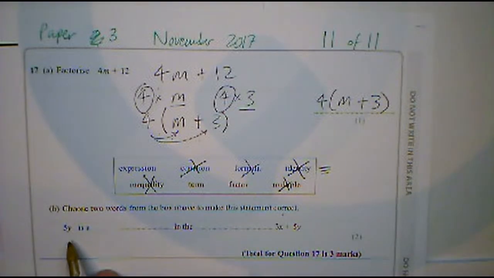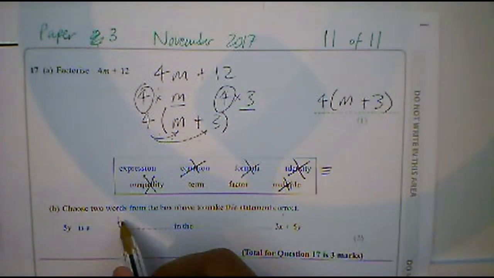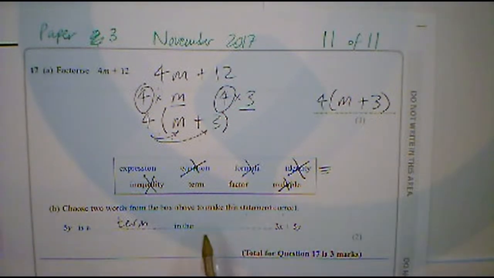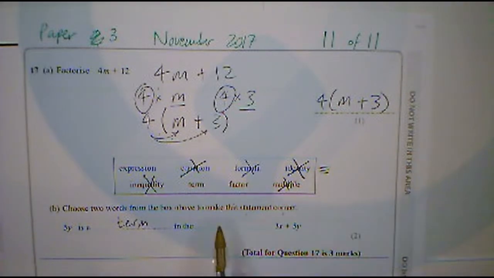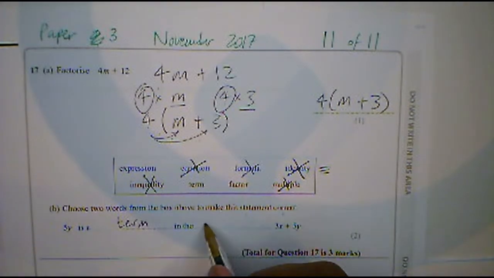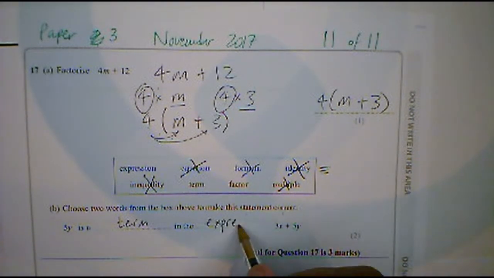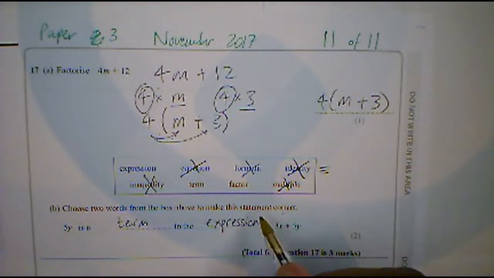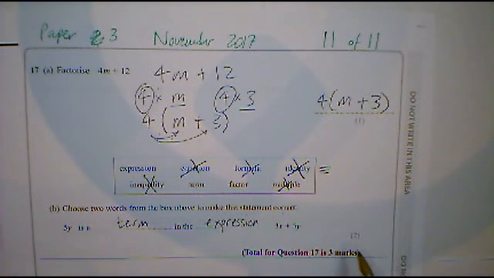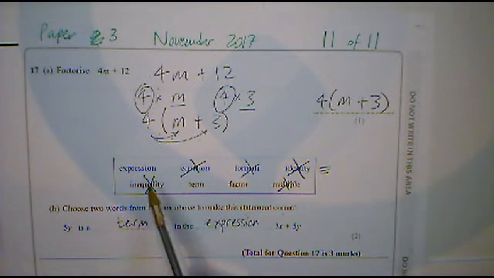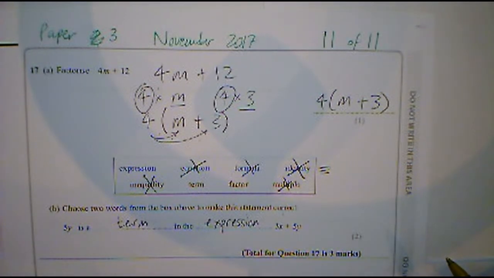So I can see that 5y is a term in the 3x plus 5y, which is not a factor, but it's going to be an expression. So you might know what these are automatically. If you did know that, you could just do it straight away. Otherwise, you can just eliminate the words and see which one fits the sentence.